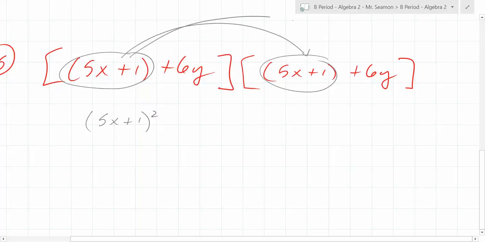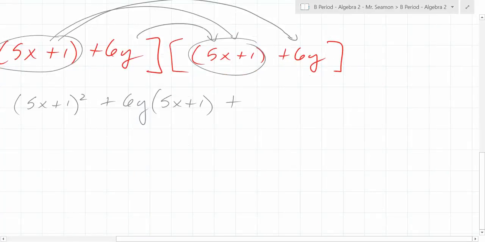And then what's this times that? Don't multiply anything out first. What's that going to be? 6y times what? 5x plus 1 plus, and then what's next? 6y times 5x plus 1. And then what's 6y times 6y?